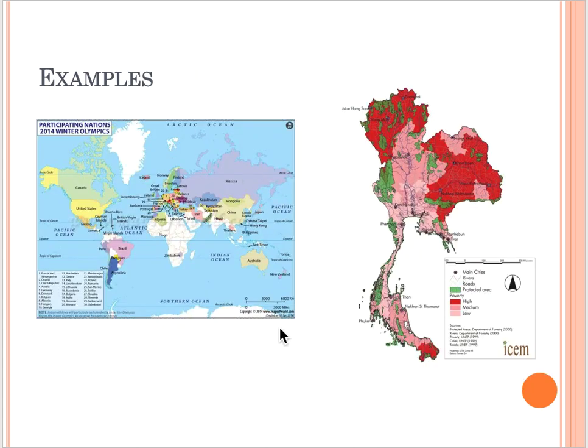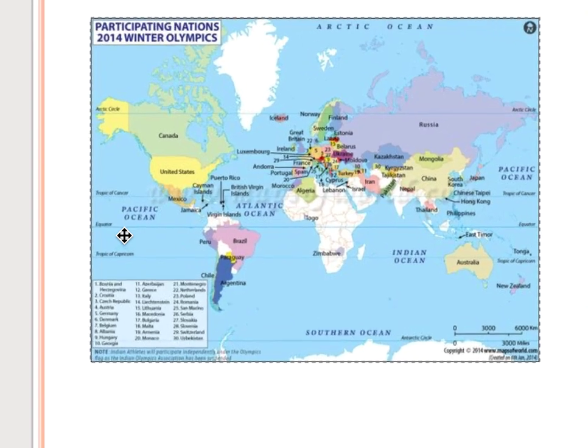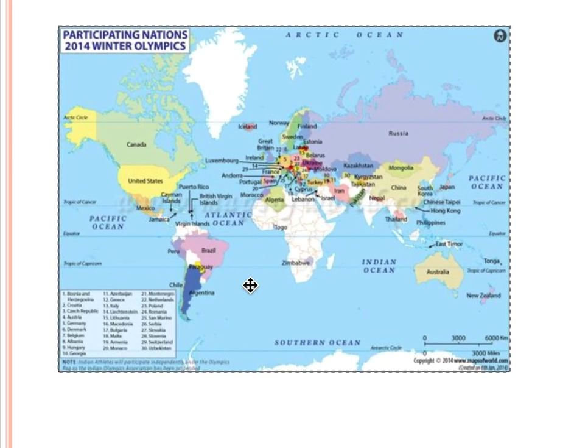Again, these are more examples of thematic maps. Here, the base map is of the world, and the theme is the participating nations in the 2014 Winter Olympics.